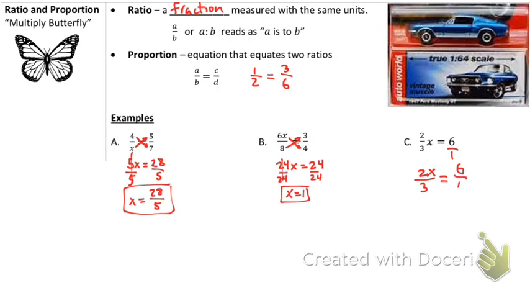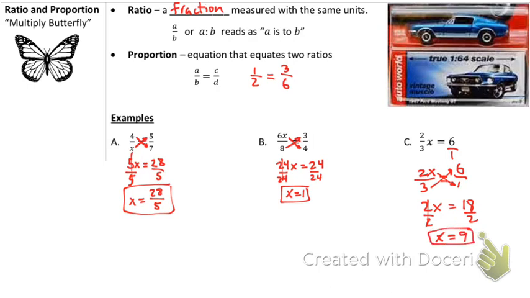And now we can treat this like all the other proportions. So we're going to cross multiply to solve. So I like to do the x's first. 2x times 1, that's 2x. 3 times 6, that is 18. And now we can divide by 2 to solve. X equals 9, and we are done.